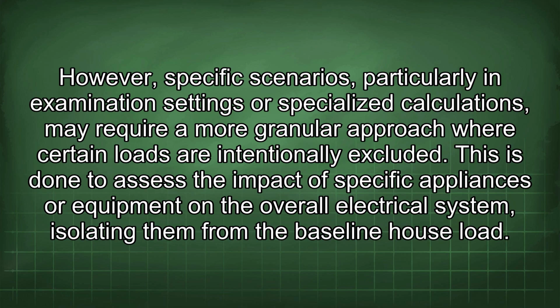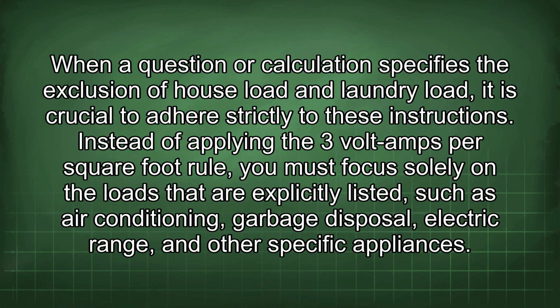However, specific scenarios, particularly in examination settings or specialized calculations, may require a more granular approach where certain loads are intentionally excluded. This is done to assess the impact of specific appliances or equipment in the overall electrical system, isolating them from the baseline house load. When a question or calculation specifies the exclusion of house load and laundry load, it is crucial to adhere strictly to these instructions. Instead of applying the 3 volt amps per square foot rule, you must focus solely on the loads that are explicitly listed, such as air conditioning, garbage disposal, electric range, and other specific appliances.